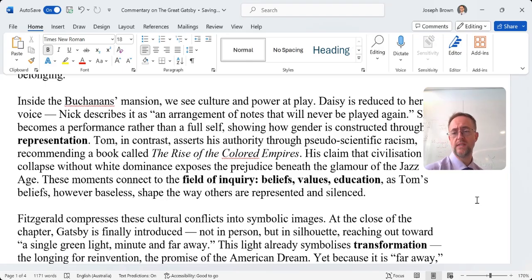Daisy is reduced to her voice, however, and Nick describes her as an arrangement of notes that will never be played again. I talked with my class about character archetypes, and how Daisy represents here a kind of power in the seductress. She's the siren, and then she comes down to her voice, and she becomes the golden girl who attracts people, and that's what gives her power in this time, and that's what gives her gender meaning at this time. We'll go into that more. She becomes a performance rather than a full self, showing how gender is constructed through representation.